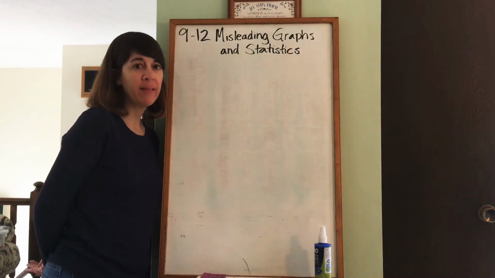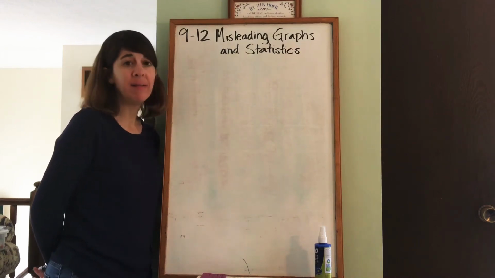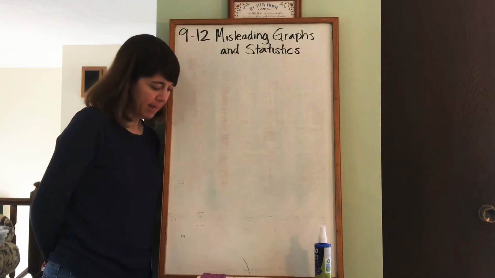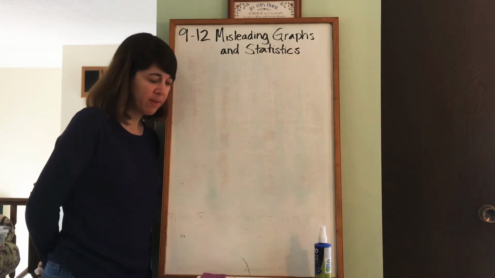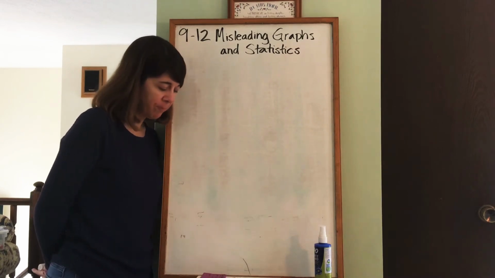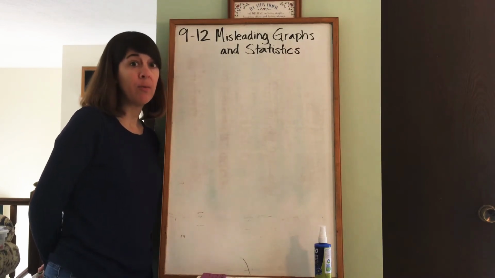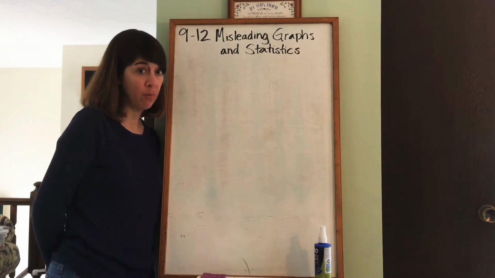6th grade. Today's math lesson is 9.12, Misleading Graphs and Statistics, and it starts on page 314. So we want to start with the two graphs at the very top of the page. They are graphs that show the same data in two different ways.